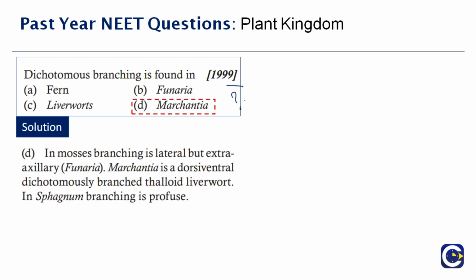Marchantia. In mosses, the branching is lateral but extra-axillary, as in Funaria. Marchantia is dorsiventral and dichotomously branched, a thalloid liverwort, while in sphagnum the branching is profuse. Now you understand. And fern is not a dicotyledon. Therefore, now the correct answer is option D, Marchantia.